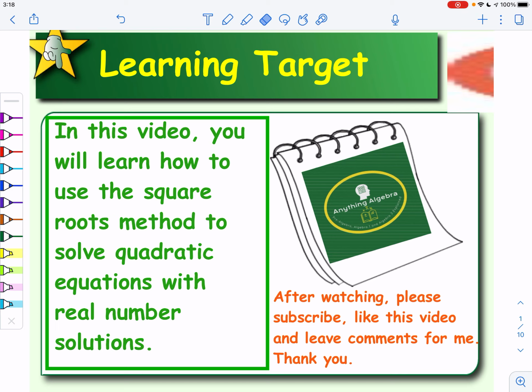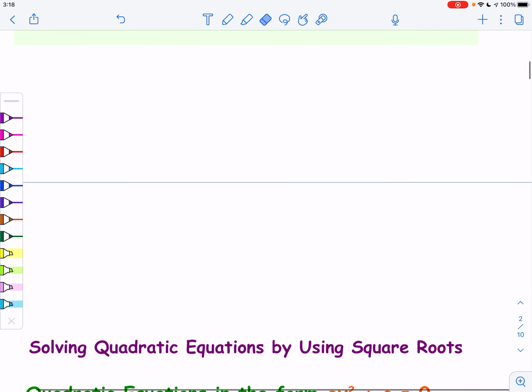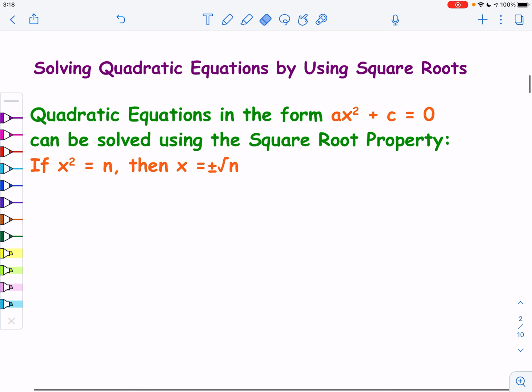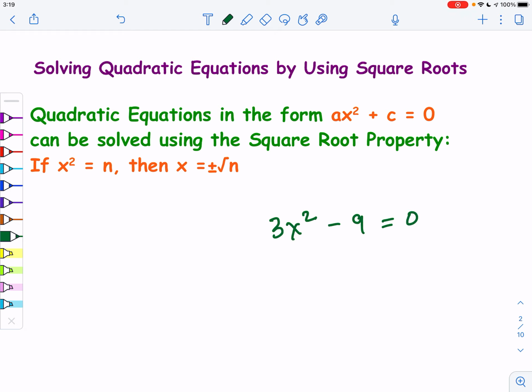Thank you. In this video, you will learn how to use the square roots method to solve quadratic equations with real number solutions. Quadratic equations in the form ax squared plus c equals 0 can be solved using the square root property. For example, your equation should look like 3x squared minus 9 equals 0, or you should be able to rewrite it in that form.